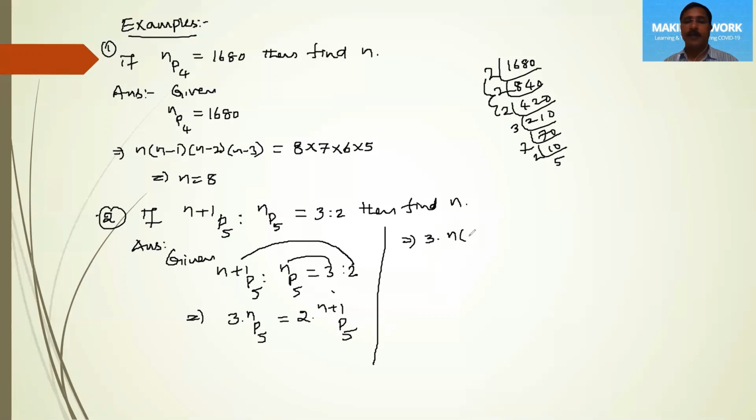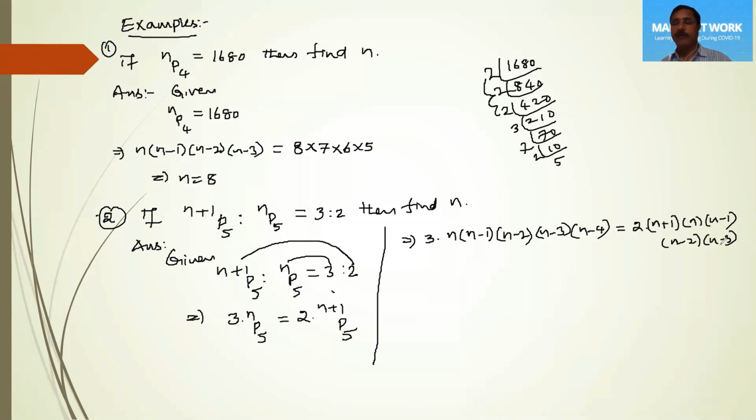Now this implies 3 into nP5, we can write it as the product of 5 consecutive values from n in the descending order: n into n minus 1 into n minus 2 into n minus 3 into n minus 4. And this is equal to 2 into n plus 1 P5. Here r is equal to 5 given. So we can write this as the product of 5 consecutive values from n plus 1 in the descending order: n plus 1 into n into n minus 1 into n minus 2 into n minus 3, the product of 5 consecutive values.